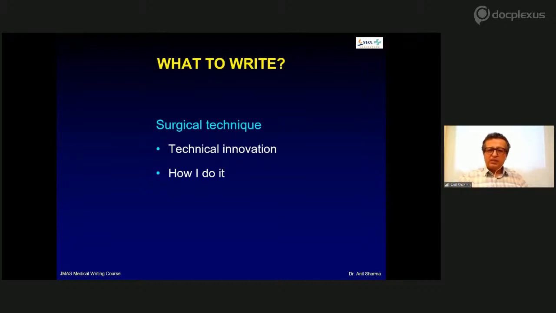Now, the surgical technique bit, also known as the how I do it technique. In this bit, you can look at small portions of the operation. You don't have to talk about the entire operation. You can talk about some bits of the operation that make the operation simpler, or that you think make that part of the surgery safer or better for the patient in some way. So when you want to report about surgical technique, you can in fact just talk about one part of the surgical procedure as well, please remember.